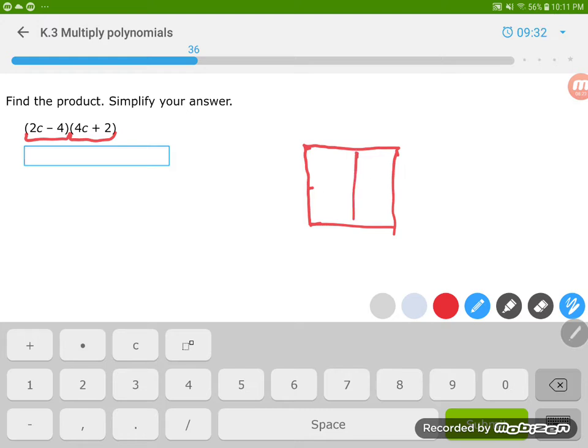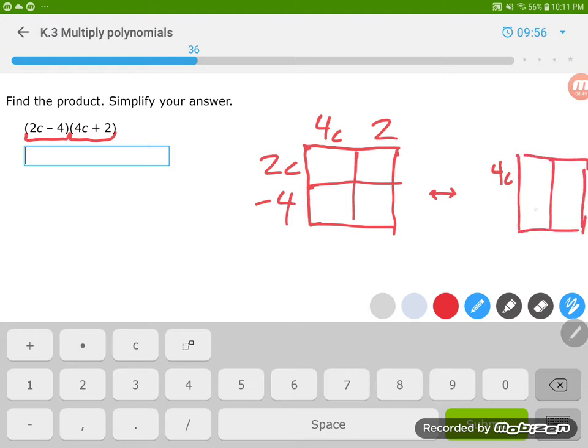So now I'll go ahead and finish drawing my box. And I'll place these terms 2c minus 4 and 4c and 2. Now before I go ahead and calculate this, you may be thinking, well, what happens if I accidentally switch up the terms? Meaning, what if I accidentally did 4c plus 2 and 2c minus 4? Right? What if I accidentally did that?